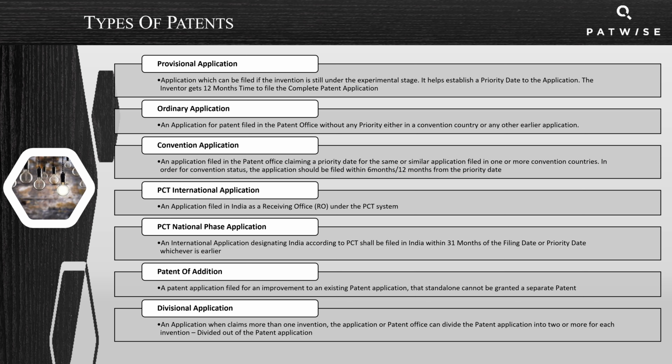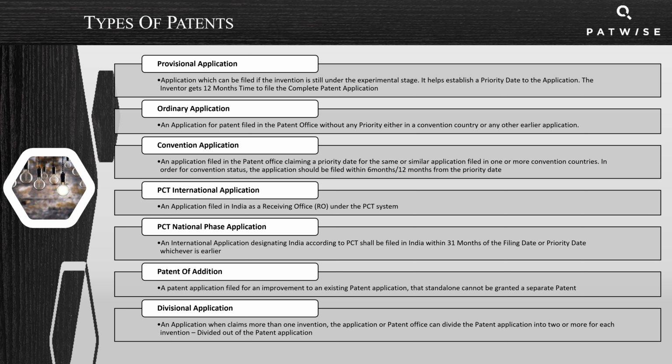Types of patent application. The most important two types of patent application are a provisional application or a complete application. First is a provisional application, an application which can be filed if the invention is still at the experimental stage or a conceptual stage. A provisional application gives the inventor the ability to file the patent application first, and 12 months of time to complete his invention and file the complete application.